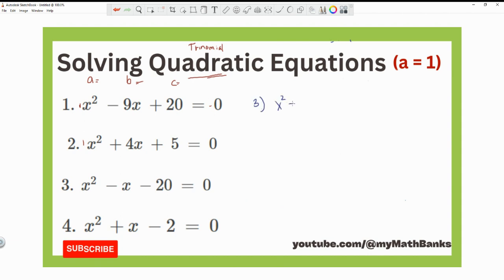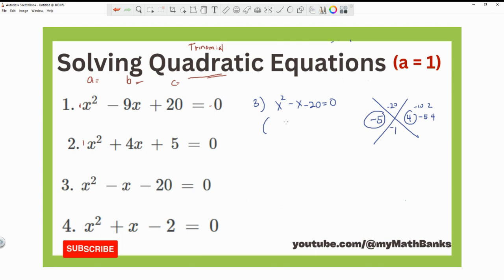x squared minus x minus 20 equals 0. So I'm going to do the big X, negative 20 here, and then negative 1 here. Two numbers that multiply to negative 20 but add to negative 1. So you could have negative 10 and 2. When you add, that's not negative 1. How about negative 5 and 4? That will give you negative 20, and when you add, will give you negative 1. So those are the two numbers that we're looking for, negative 5 and positive 4.